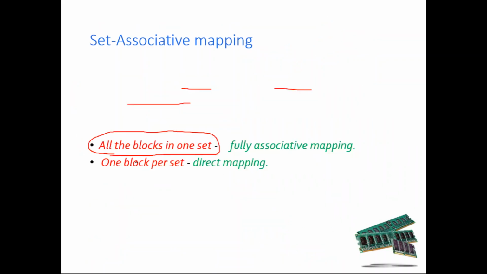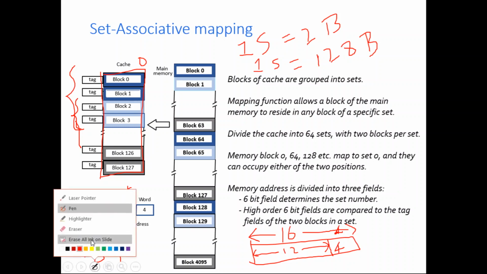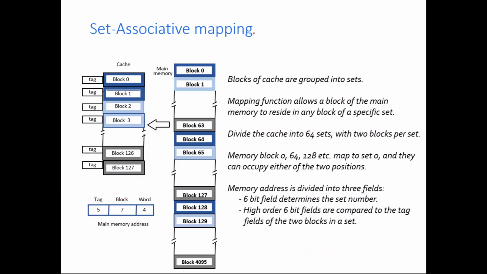So if all the blocks are kept in one set, then that is called fully associative mapping. That's what we have discussed, right? And so this is one extreme case. Another extreme case is 1 block per set. Assume that per set we have 1 block. Here we assumed one set is equal to 2 blocks, but let us assume one set is equal to 1 block.